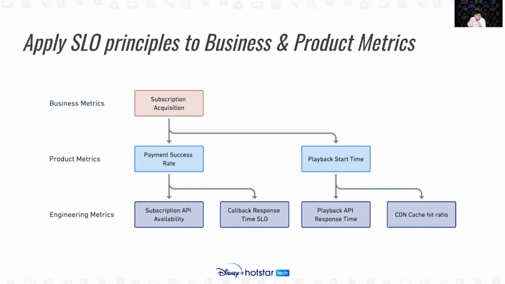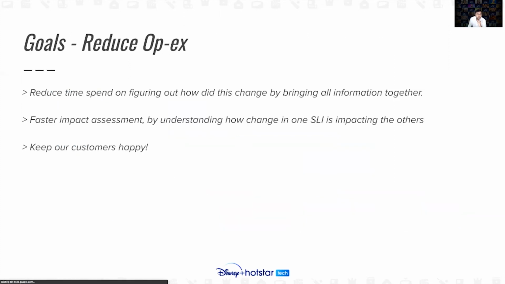But if we had this kind of correlation and visibility across different layers, across business, product, and engineering metrics, you could easily come to this dashboard and figure out what dipped in the product layer corresponding to the business metric dip, and from there what dipped in the engineering metrics. That's the holy grail of SRE in my mind.